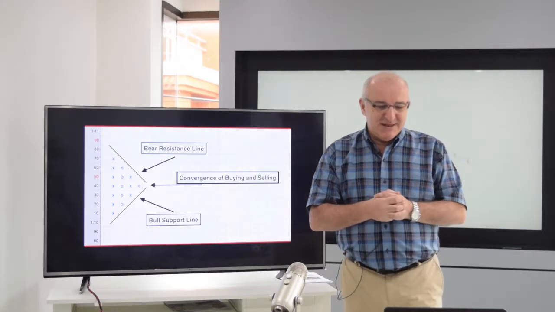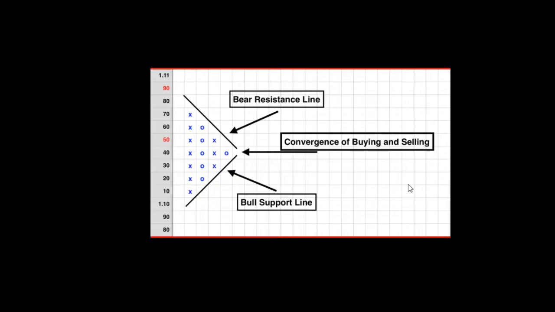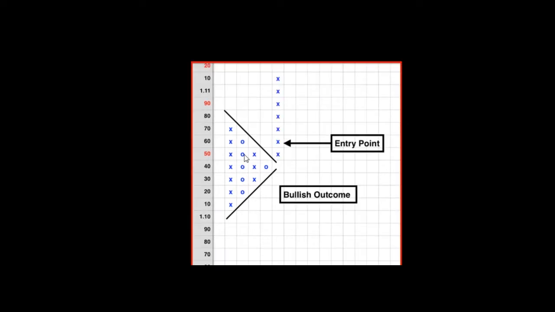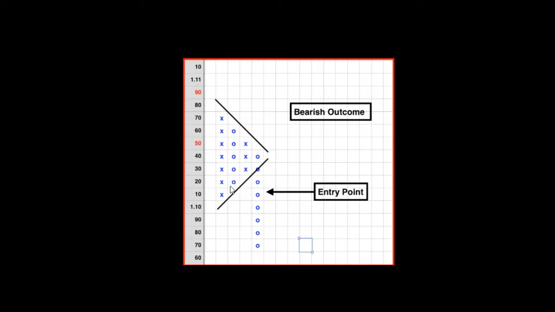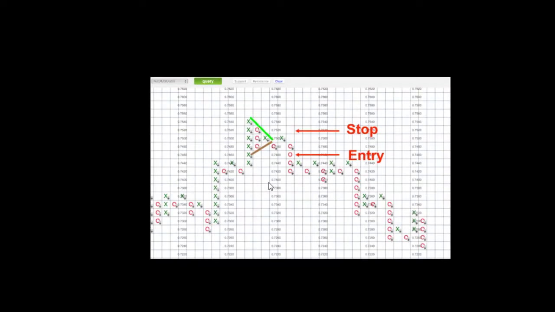So here it is, the classic triangle, the bear resistance line, the bull support line, and this is the convergence point there. Okay, on the bullish outcome, we can see our previous high was here, and here's your entry point. That's your buy signal. When we look at the bearish outcome, the previous low is here. There's your entry point.